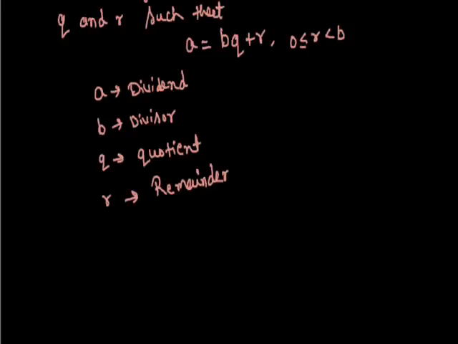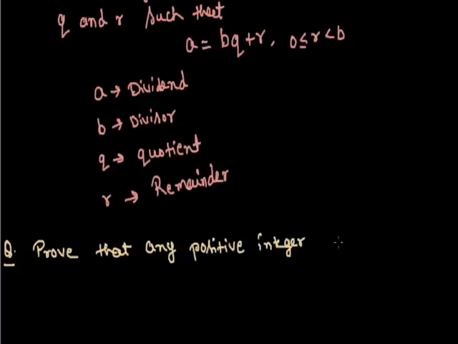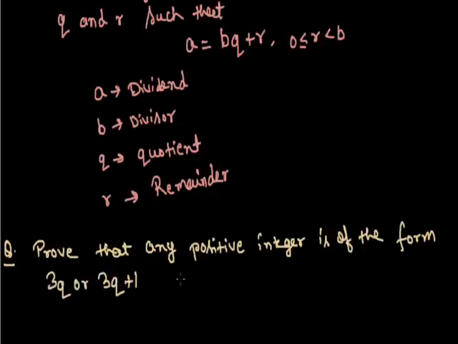Now we will take some examples on Euclid division lemma. First example: prove that any positive integer is of the form 3q or 3q plus 1 or 3q plus 2 for some integer q.